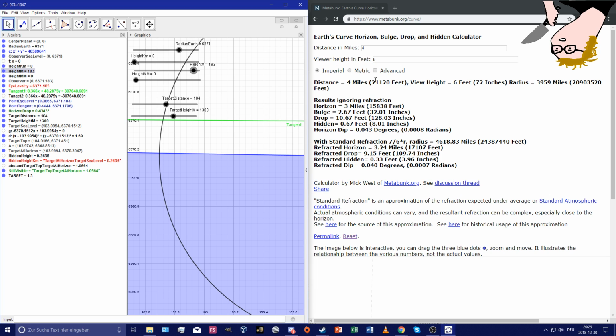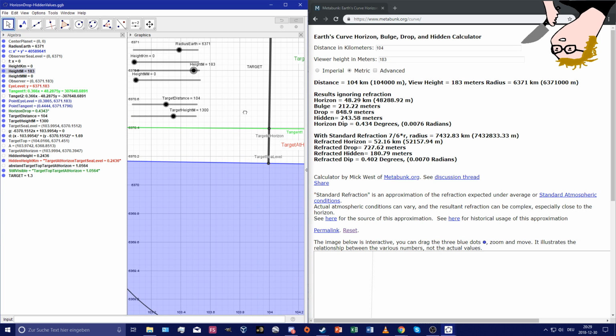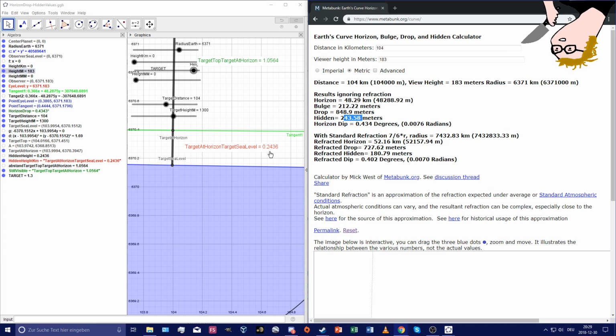Okay. Obviously, I'll use this in metric. Distance in kilometers, 104. View height in meters, 183. And we get a hidden value of 243.58 meters. So you see, obviously this is rounded to one digit less, but it's working with the set radius. And it yields the same result as the Earth curvature calculator.